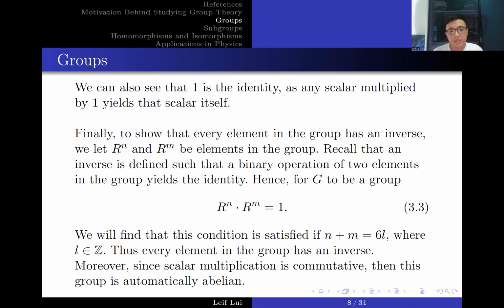Moreover, we can also check one more property. We've already proven that this is a group, but to show that this is an abelian group, we have to check whether multiplying 2 elements together would yield different results if we swap the order. It's obvious that the order does not affect the result, because scalar multiplication is commutative. Basically, 2 times 3 is equivalent to 3 times 2. So this automatically tells us that the group is abelian.